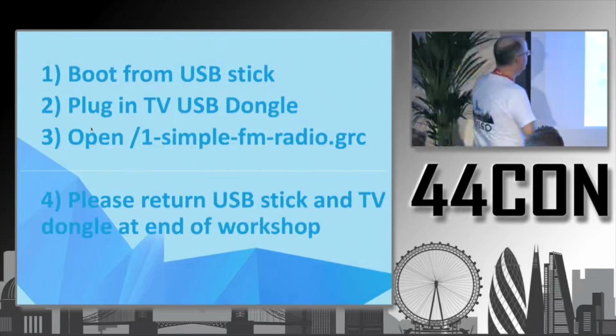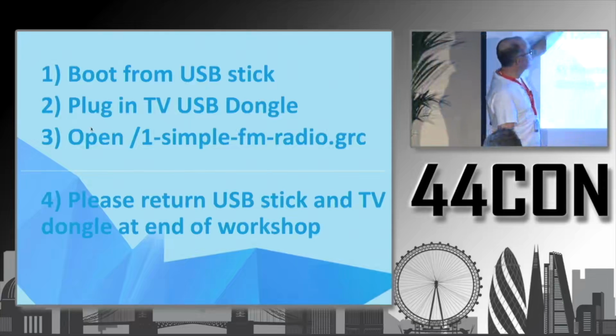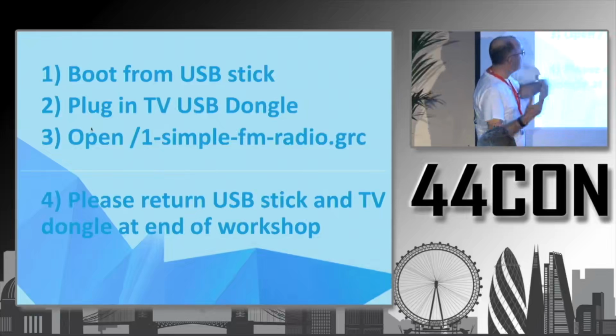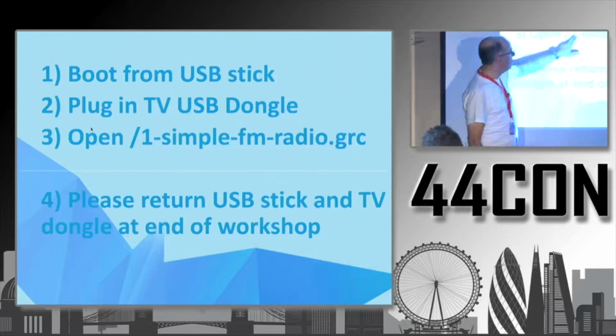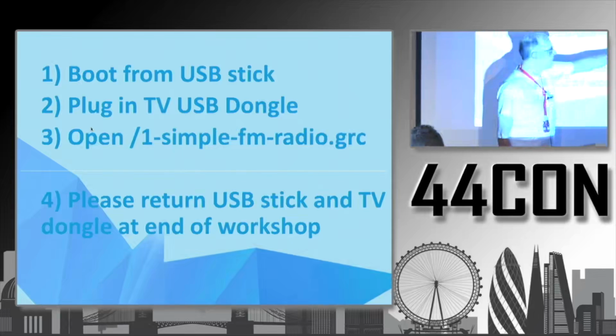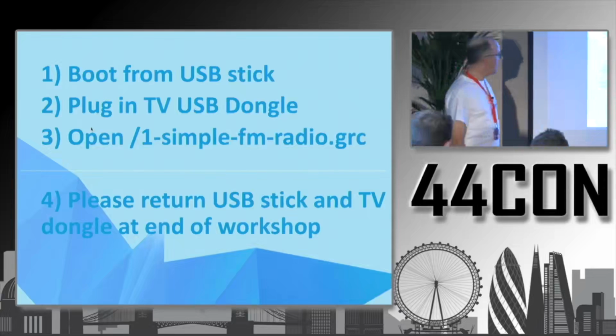Okay, so we can start now. You can boot from the USB stick, and once you have booted in Ubuntu, you can plug in the TV USB dongle. And then, in the root folder of the file system, you will find this file, one simple FM radio.grc. Okay, and you can open that file.